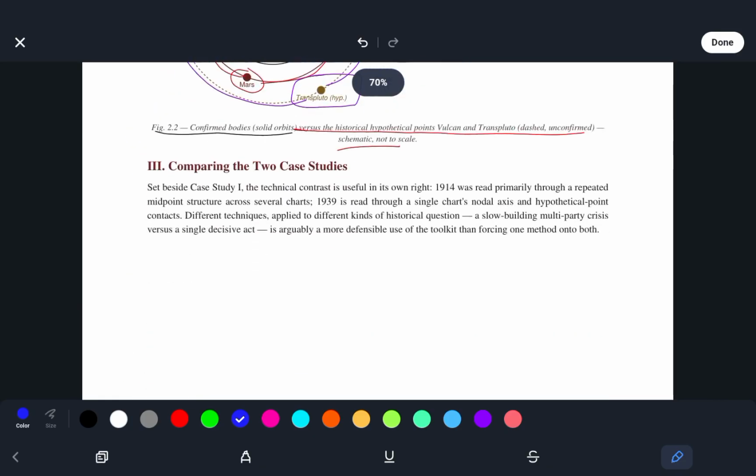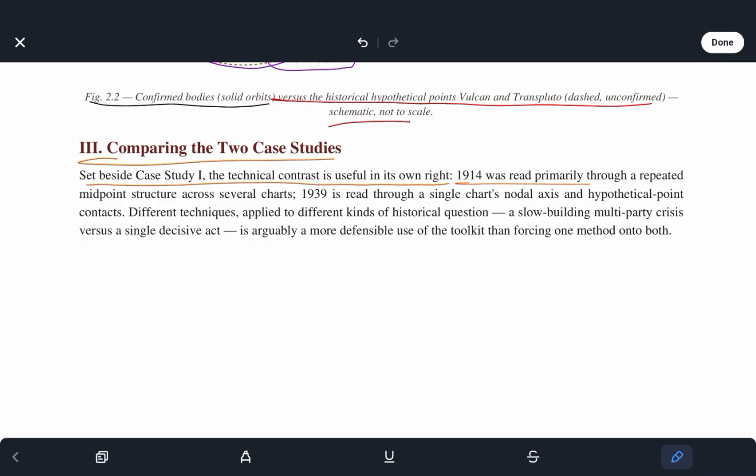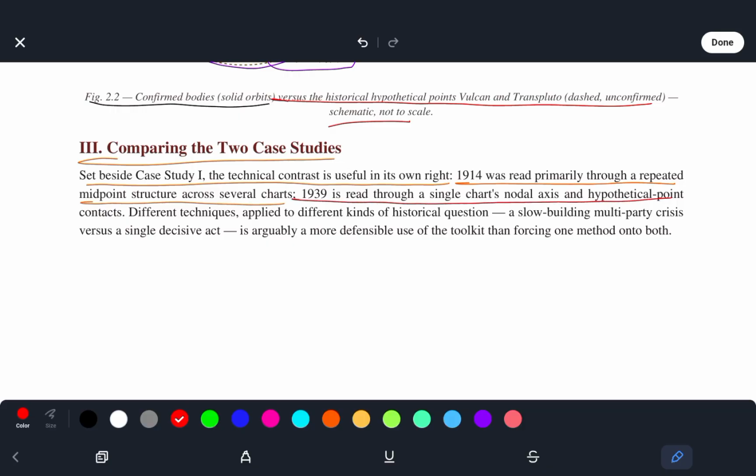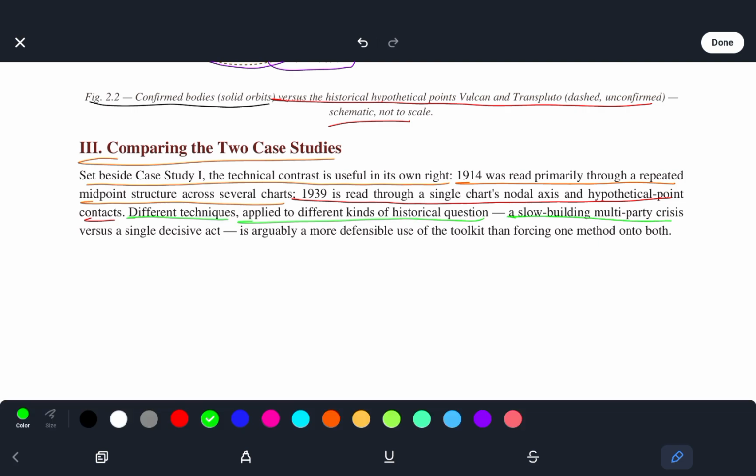So comparing the 2 case studies, the technical contrast with case study 1 is useful in its own right. 1914 was read primarily through a repeated midpoint structure across several charts. 1939 is read through a single chart's nodal axes and hypothetical point contacts. Different techniques applied to different kinds of historical question, a slow-building multi-party crisis versus a single decisive act, is arguably a more defensible use of the toolkit than forcing one method onto both.